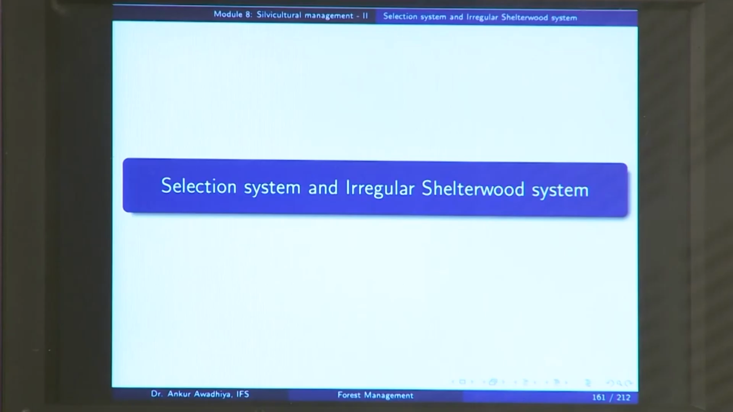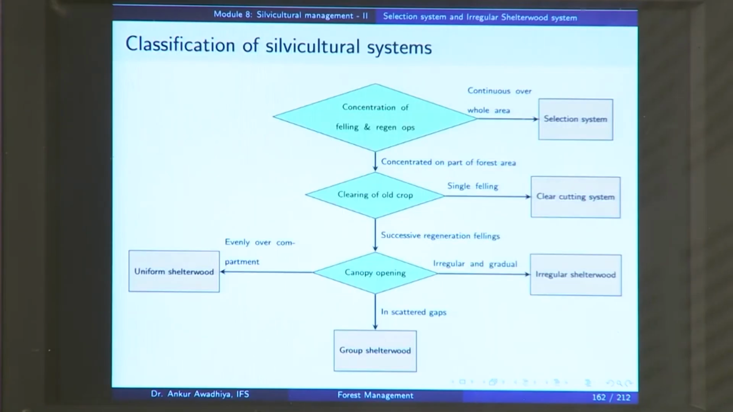Namaste. We move forward our discussion of the silvicultural systems, and today we will have a look at two different systems, the selection system and the irregular Shelterwood system. Now, as before, we move on with our flow chart, and here you have the selection system.